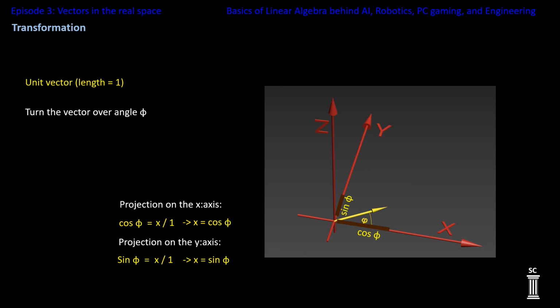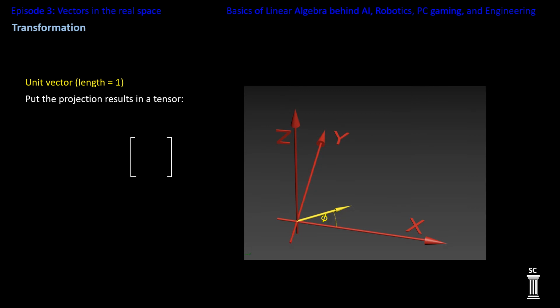And last but not least, we can have a look at the projection on the z-axis. The vector finds itself in the xy plane, so there is no projection on the z-axis. The projection on the z-axis is 0. We now put the projection results into a tensor.